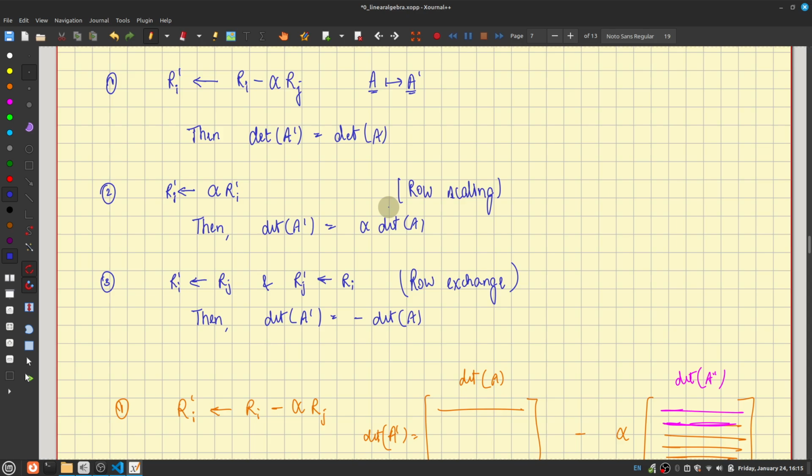Any questions so far? Okay. So type 1, determinant remains unchanged. Type 2, just scaled by a factor alpha, and type 3, sign change. Nothing else.